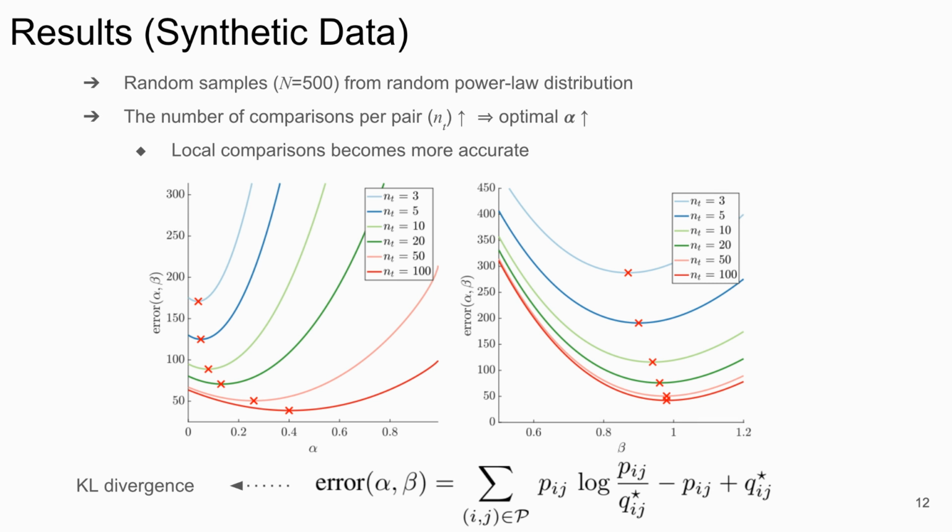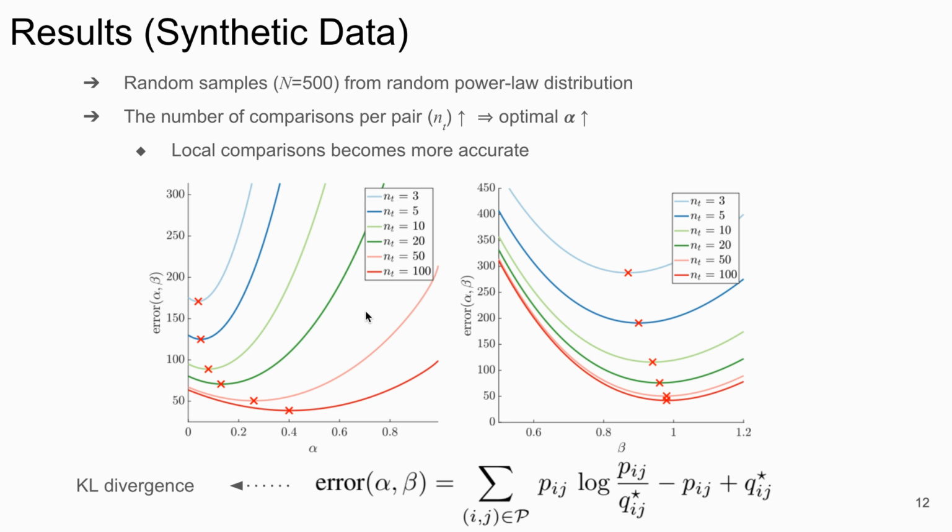Here we present our results on synthetic data. The synthetic data is randomly sampled from a power law distribution. As an error metric, we compute the KL divergence between the predicted and the ground truth probabilities. In this set of experiments, we explore the impact of the number of comparisons per pair, known as NT, on the optimal alpha, which is our blending factor, and beta, which is our smoothing factor.